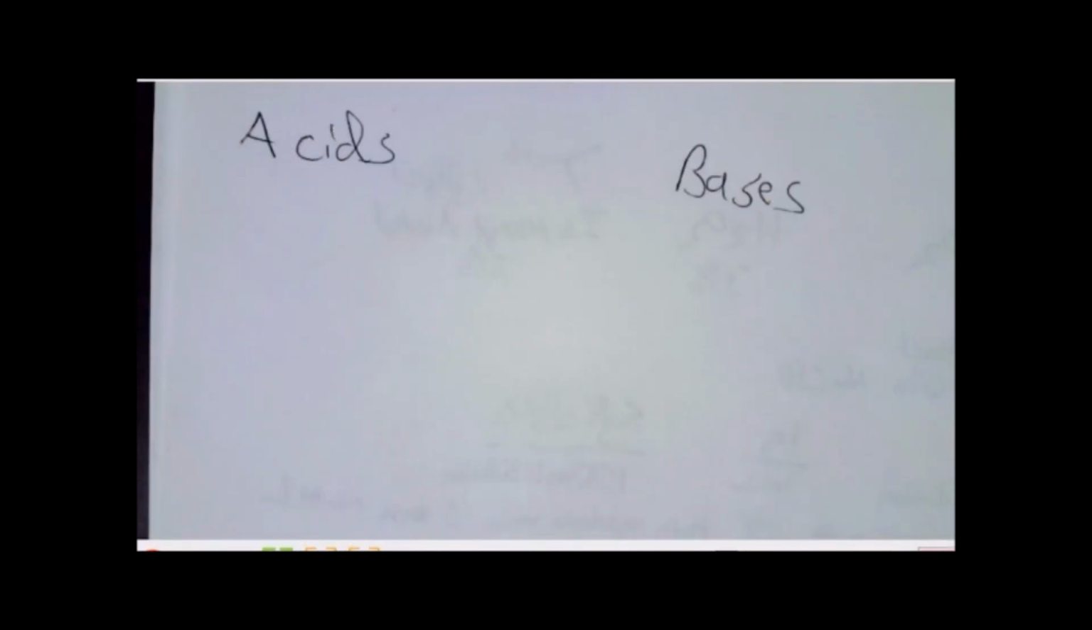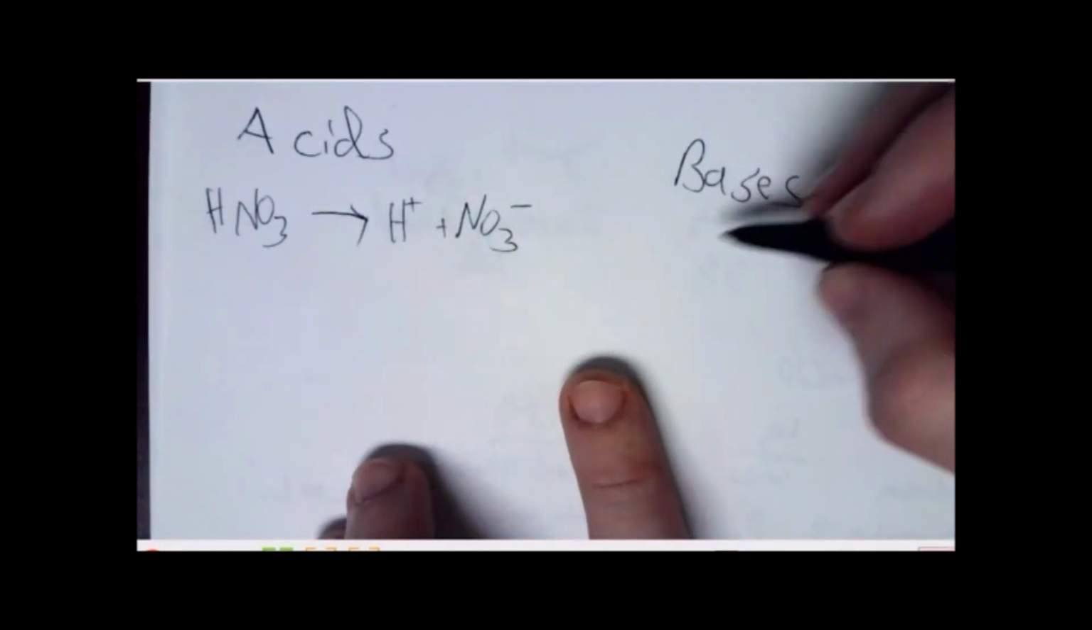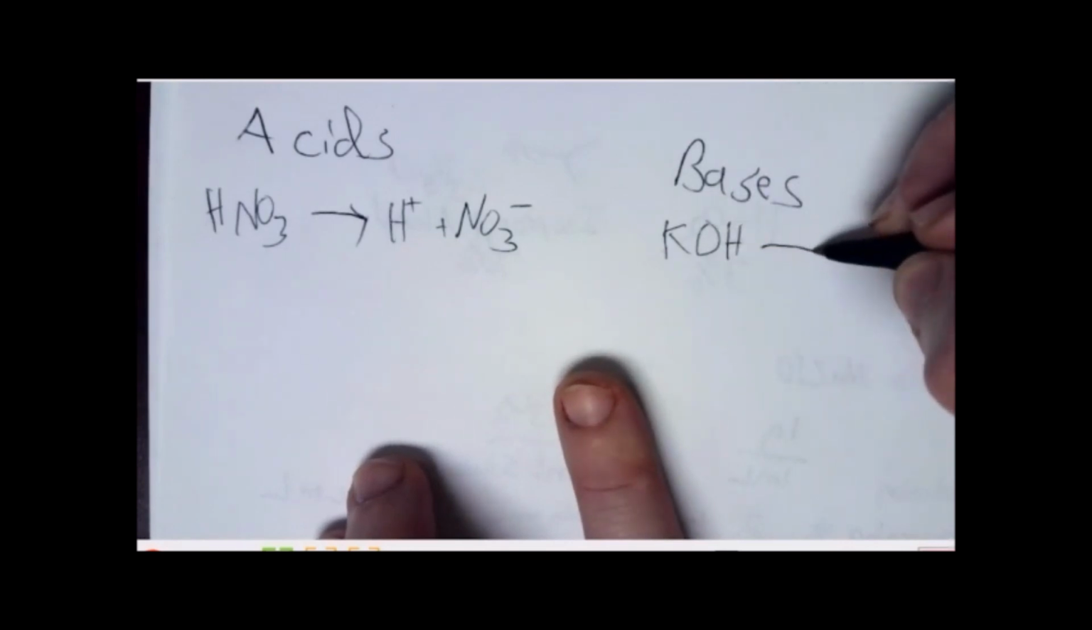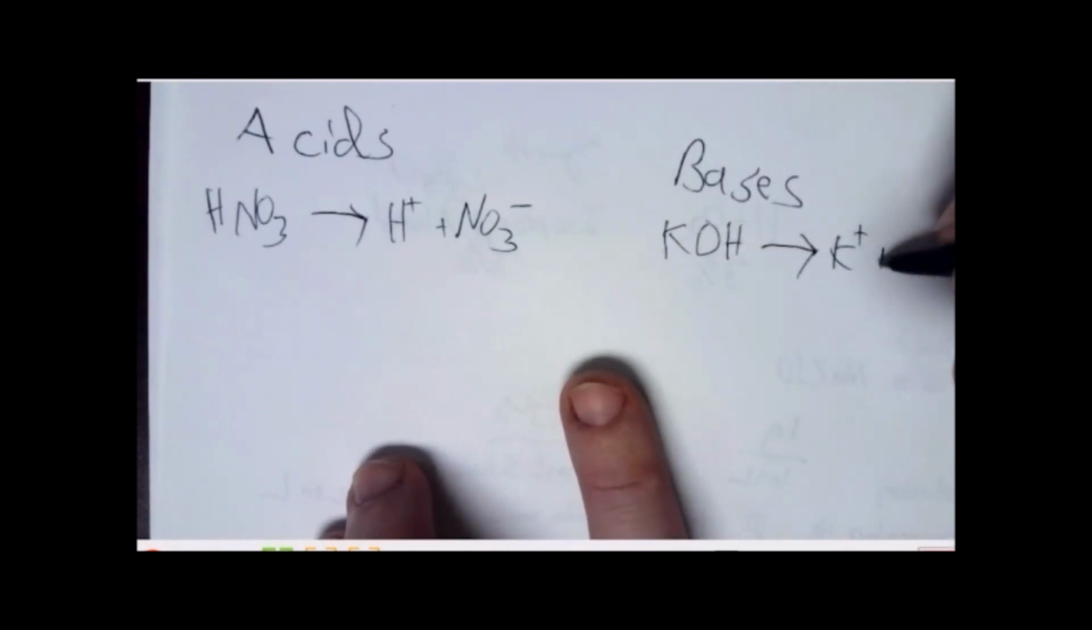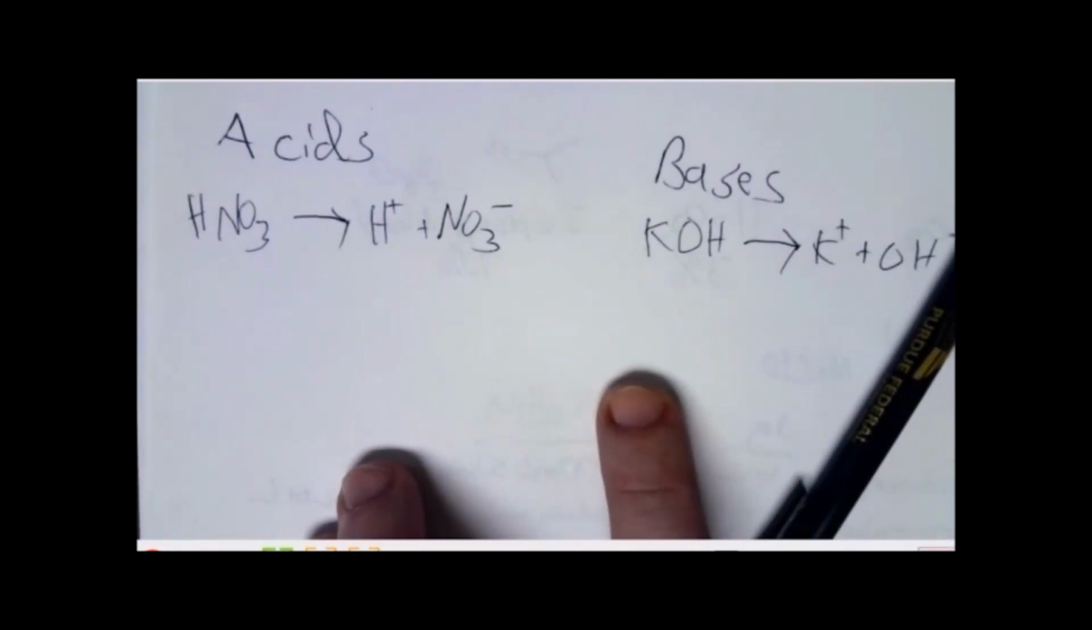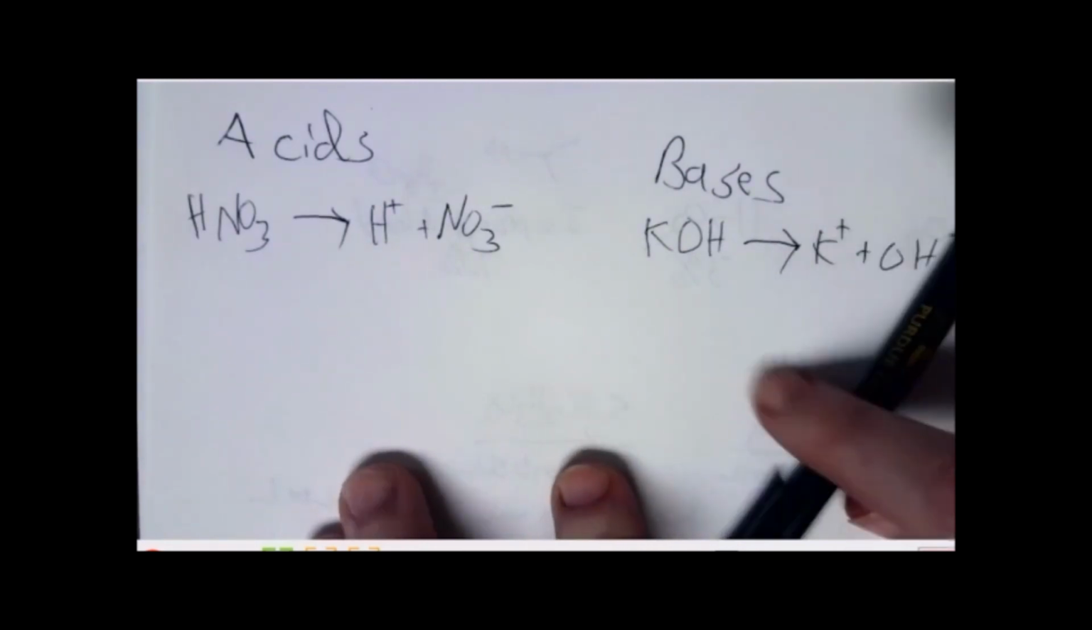Okay, so for an Arrhenius acid, something simple would be, let's say, HNO3. Because it's Arrhenius, it just has to split into H plus and NO3 minus. Well, a base would be something like KOH, which as it splits apart, forms K plus and OH minus. That's all it takes to be an Arrhenius acid and base. But that doesn't cover all possibilities.